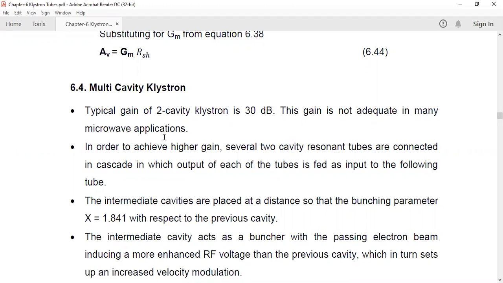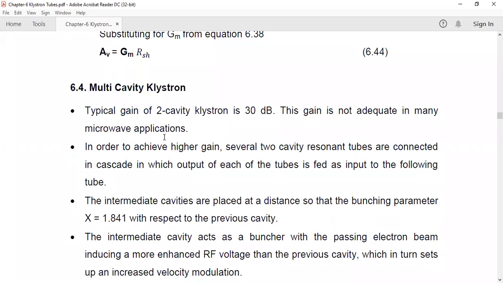Then what is meant by multi-cavity klystron? What is the need of the multi-cavity klystron? In the two cavity klystron, there is a limitation in the gain. Suppose I told the efficiency is 58.2%, the gain of the two cavity klystron is only about 30 dB. If you want to increase the gain of the system, you need to put more cavities. Suppose three cavities are there.